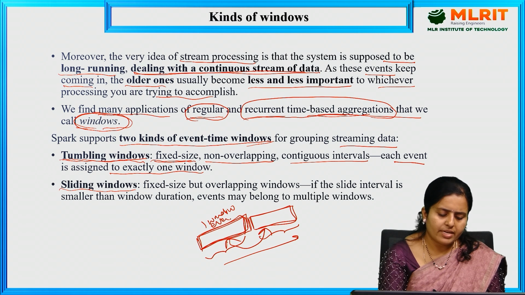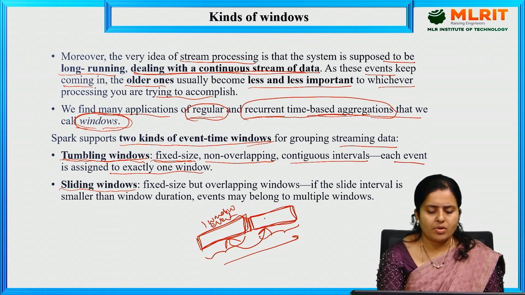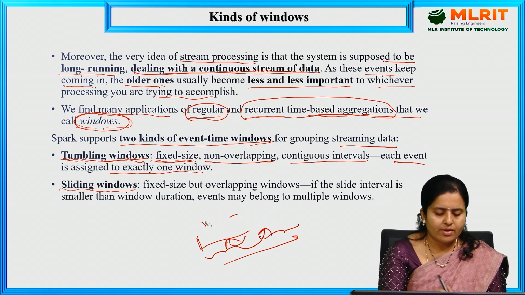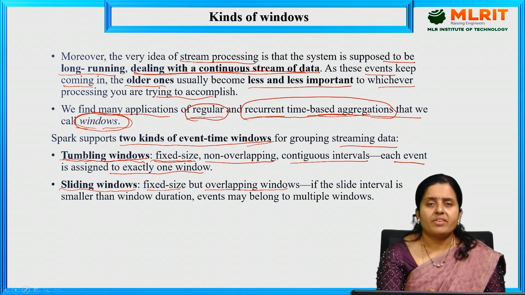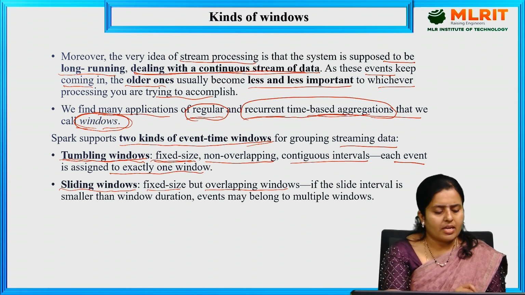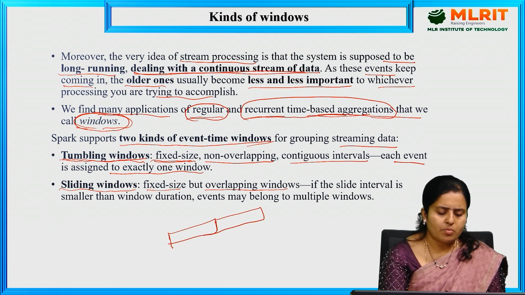Okay, one event is one window, and those events happen individually and do not overlap each other. When it comes to the sliding window, these are also fixed-size windows, but overlapping windows. We can say both are fixed sizes, but with a sliding window, one window can overlap another window.